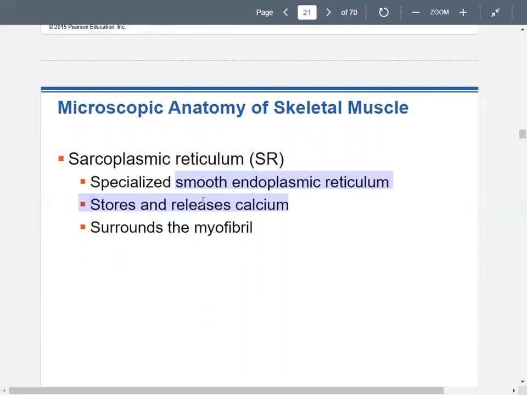So what does it do? It stores calcium and releases it. All right. In calcium, you think about it for your bones, but you need it for your muscles too. Okay? And it surrounds your myofibrils in your muscle cells.